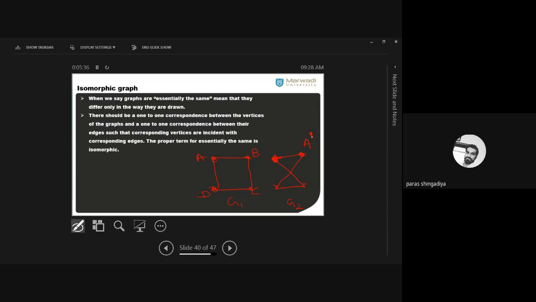Now for edge correspondence. Okay, one-to-one correspondence for the edges. What does it mean? A is connected with B, A is connected with D. A is connected with B means there is an edge between A and B, and there is an edge between A and D. And that is the place of A dash, the image of A. So from the image of A, there should be 2 vertices whose degree is 2, and then you can say they are the images of B and D, B dash and D dash. Clear? Which also have degree 2.